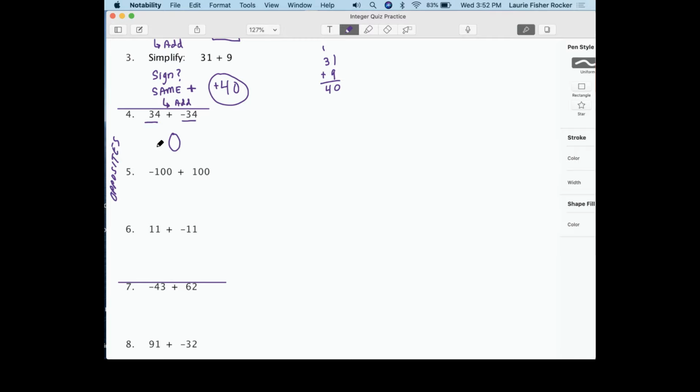If I have negative 100 plus 100, it is going to be, yeah, you guessed it, 0. If I have 11 plus a negative 11, it doesn't matter if the negative is first or second. It doesn't matter if there are numbers in between. If I can find a pair of opposites, they're going to cancel each other out. So I've got 11 plus negative 11, so that's simply going to be 0.